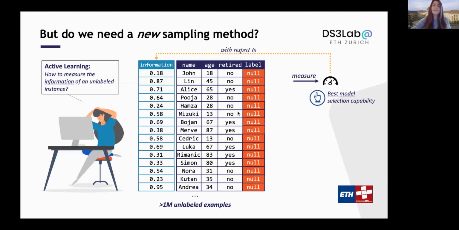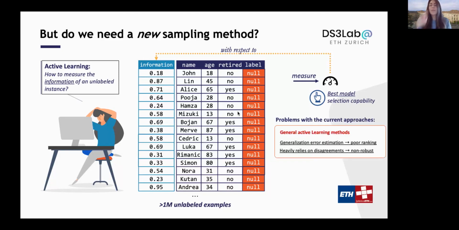So these selective sampling strategies have been discussed a lot in active learning. But the problem is they focused on estimating generalization error, which is not really the ranking of the models. If you want to do model ranking, estimating generalization error will give you very slow convergence. And secondly, it heavily relies on disagreement, because it wants to label the instances that tell you about the decision boundaries rather than the model ranking.